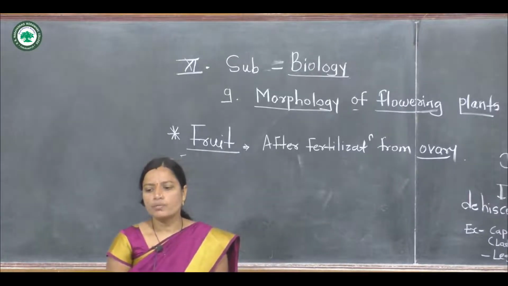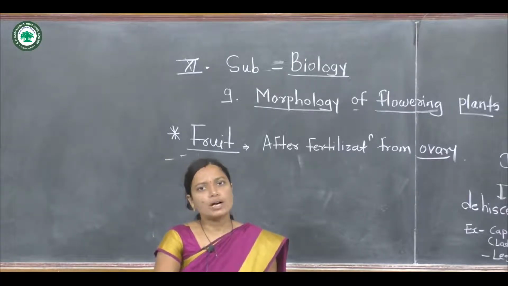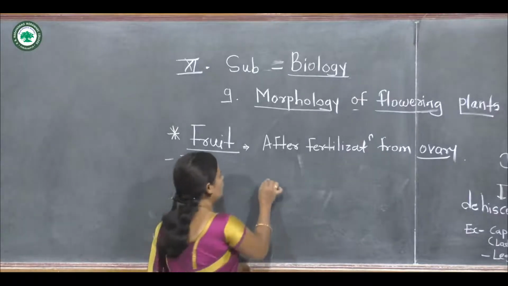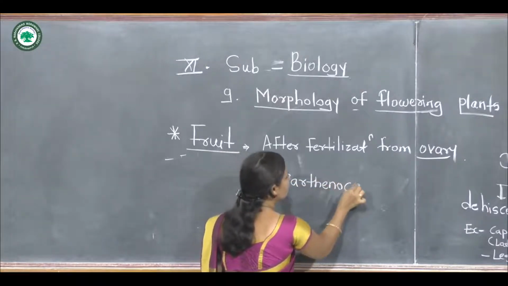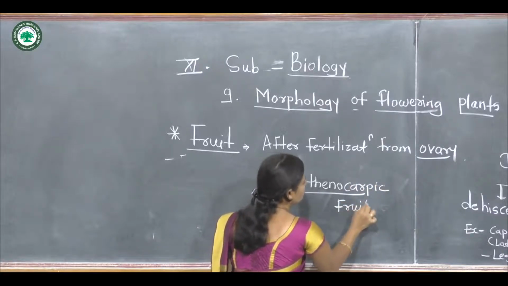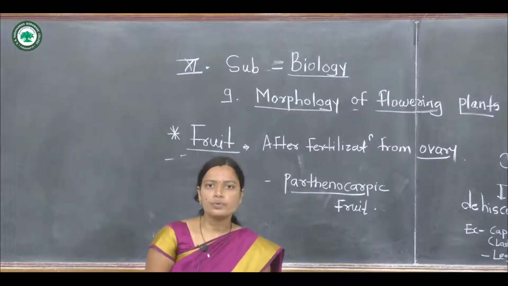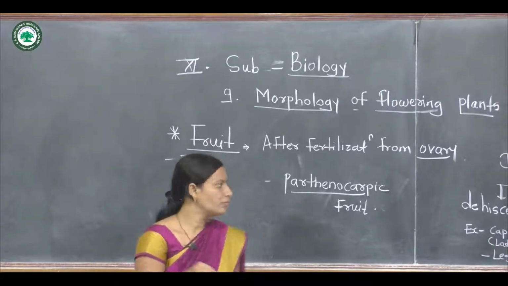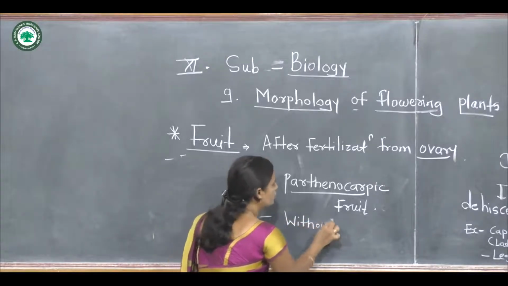Now, there are different types of fruits. In some plants, parthenocarpy takes place, giving parthenocarpic fruits. What are parthenocarpic fruits? In some plants, fruit is produced from the ovary without fertilization.